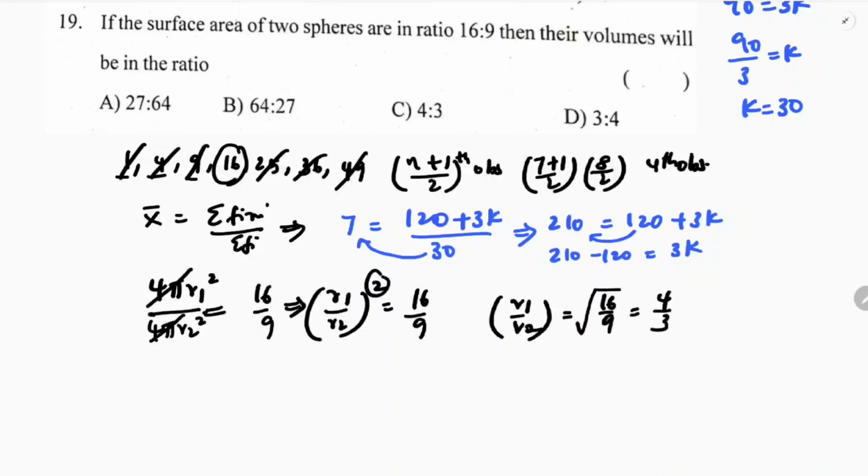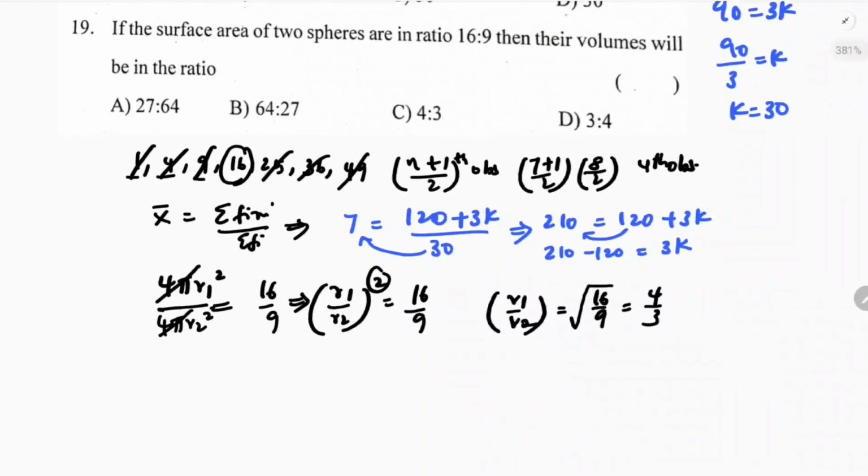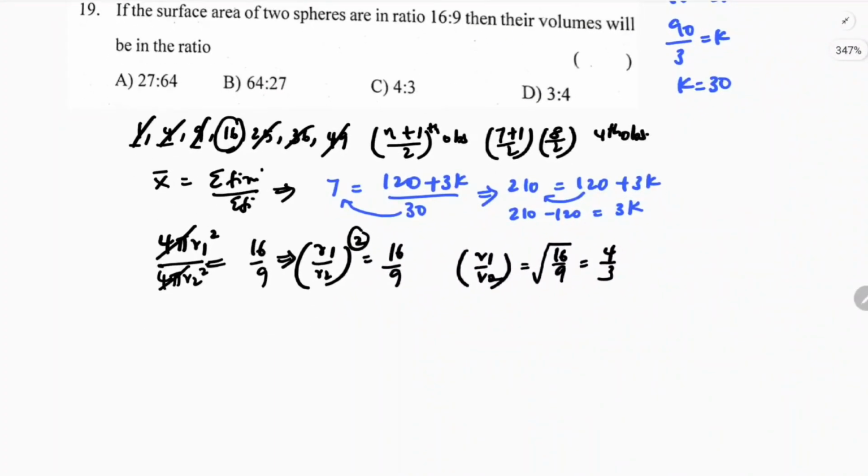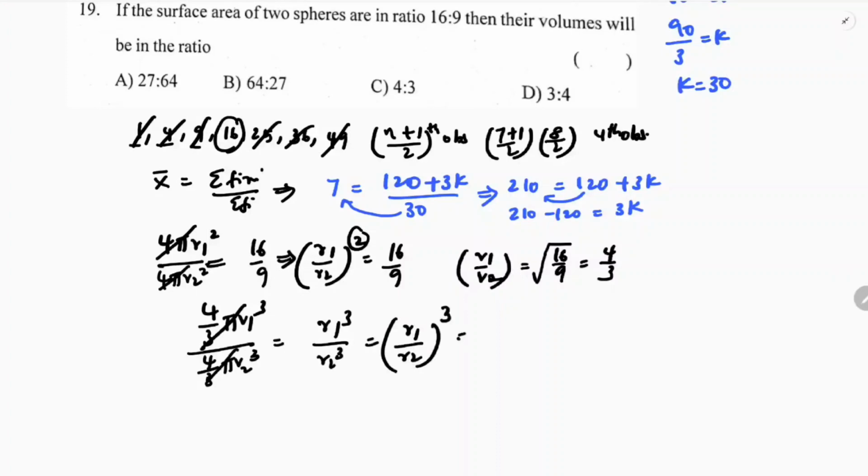Now we need to find the ratio of their volumes. So if we calculate the ratio of their volumes, 4 by 3 pi r1 cube by 4 by 3 pi r2 cube. So 4 by 3 pi, 4 by 3 pi cancel. R1 cube by R2 cube, which is nothing but R1 by R2 whole cube. So R1 by R2 is 4 by 3 whole cube, which is 64 by 27. So the correct option is B.